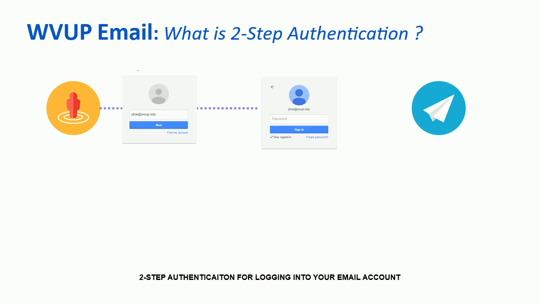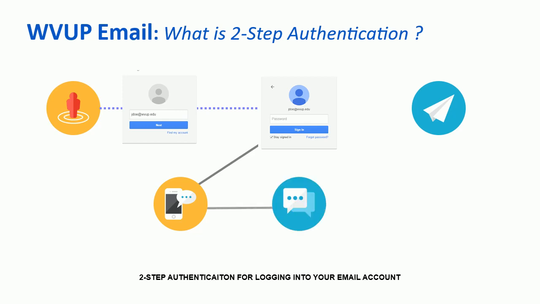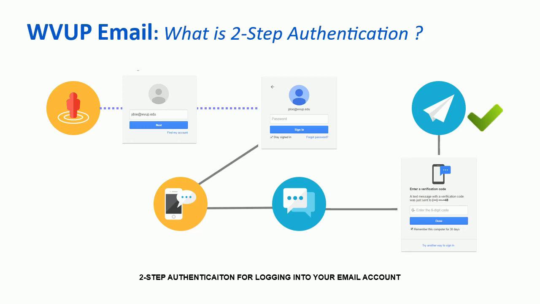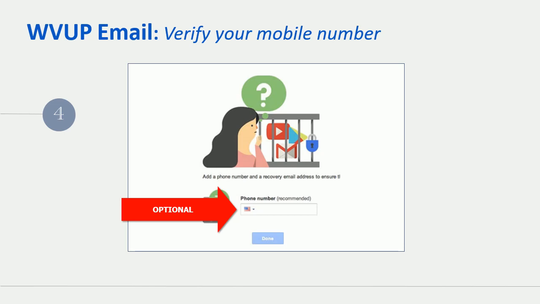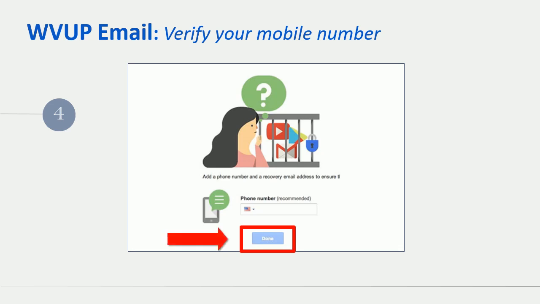Once you enter your password, you will receive a text message to your phone with a special code. Then you'll enter that code in the text box provided, and you'll get into your email. Now, while there's extra steps, this adds another layer of security to your account. Please know that two-step authentication is optional, and you do not have to do it. If you wish to set up two-step authentication, simply enter your mobile address in the text box provided. Otherwise, click Done on your screen.